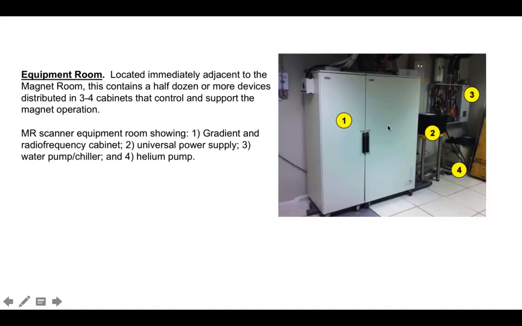So, here is a look at what the equipment room looks like. This would be the room adjacent to the magnet. In this cabinet here are the gradient coil excitation sources and the associated RF equipment. Universal power supply is shown here. The water pump and chiller is shown here. The water pump is used to pre-cool even more and just to circulate cooling water throughout the entire facility because the RF coils get hot and other parts of the system get hot due to the RF.